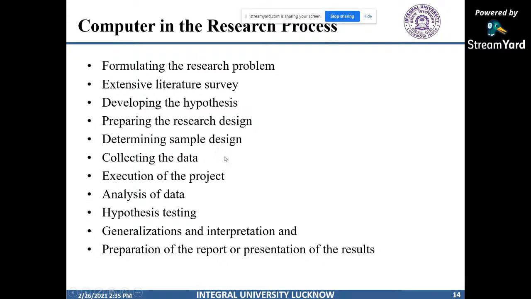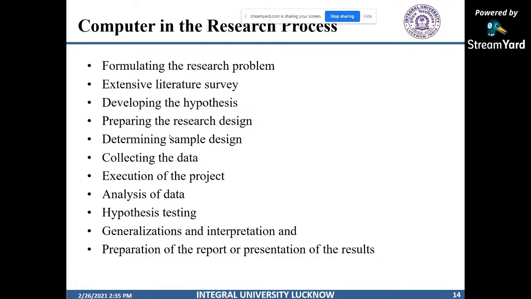The next one is collecting the data. You will be collecting some data, you will be conducting some surveys, an online survey you are going to conduct, or you will be collecting your data from the internet, so you will be storing it on the computers. Then after collecting the data, you will be developing some algorithm or some code or some design of your research or a research problem.